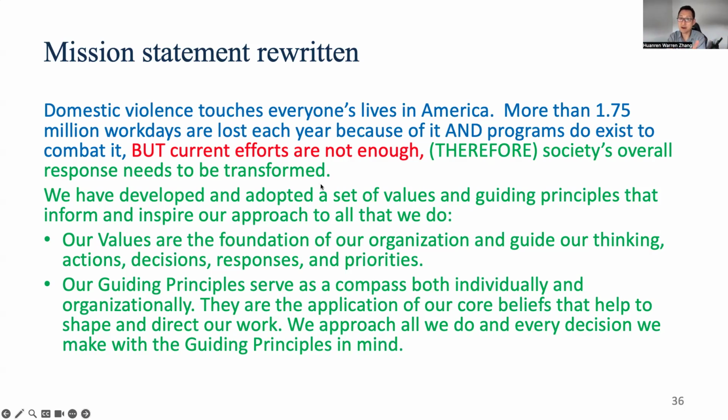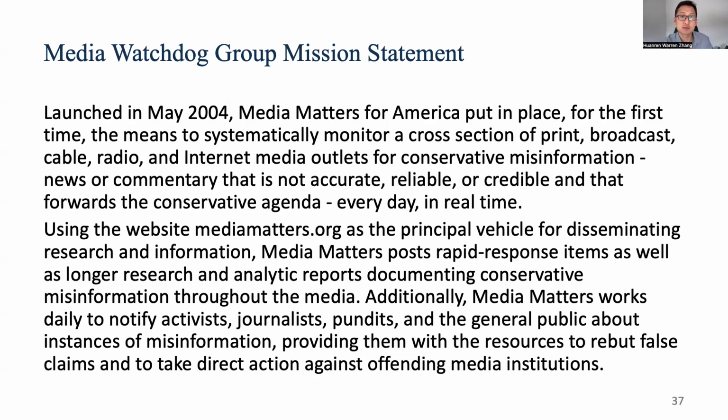Now, after the problem is clearly presented, the readers now care a lot more to read on. Society's overall response needs to be transformed, and then we are doing this to achieve this goal, to solve this problem. Right? So that's how this miraculous effect is caused by the restructuring of the message from this boring AAA structure to ABT structure. Here is another mission statement.